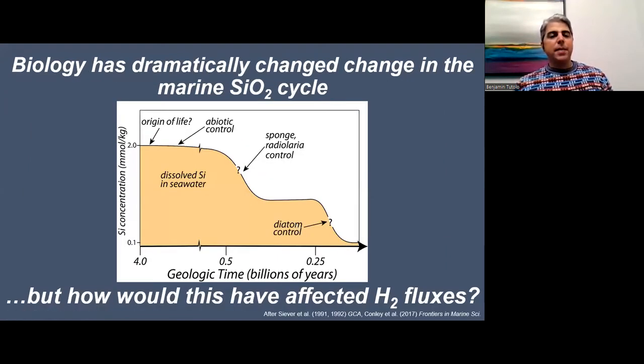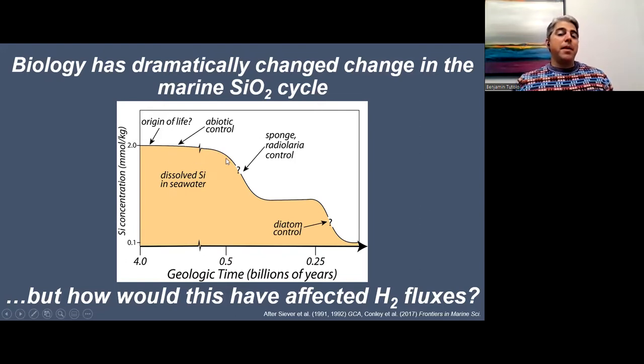So this is just a schematic diagram of the way in which biology has dramatically changed the silicon concentrations of seawater over geologic time. Early on in Earth's history, 4 billion years ago or so, there was no biological limitation on silicon. There was nothing in seawater making its skeleton out of silicon. So the concentration of silicon in seawater was really only limited by the solubility of amorphous silicon. And so that's about 2 millimoles per kilogram at ambient temperatures.